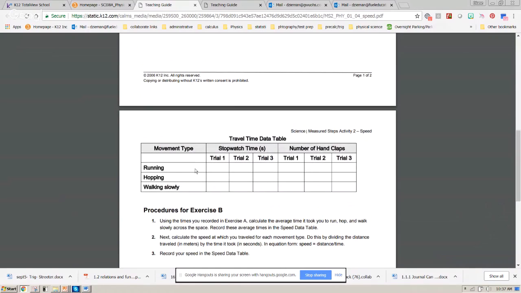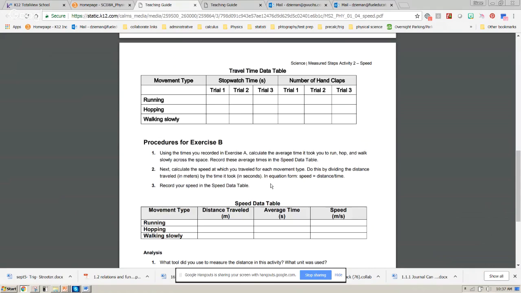So the person is going to be running 6 times. So don't pick like a mile. Pick something a little smaller. You're going to be hopping, and they're also going to be walking slowly. So you're going to go ahead and fill out this, and then again, there's a second part of the procedure, but this does not require you actually doing it. It's telling you what you're going to do with your data that you have up here.